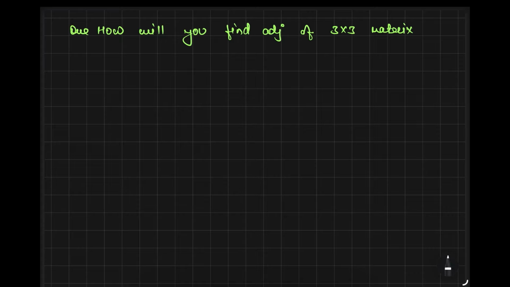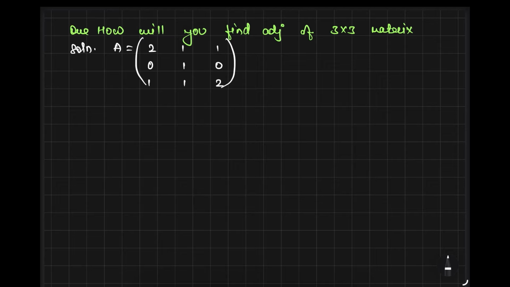So, we are back with a wholesome new question, which says: how to find out the adjoint of a 3 cross 3 matrix. First we will deal with the orthodox method, and then we will understand the shortcut. Suppose that we have a matrix A which looks like 2, 1, 1, 0, 1, 0, 1, 1 and 2.